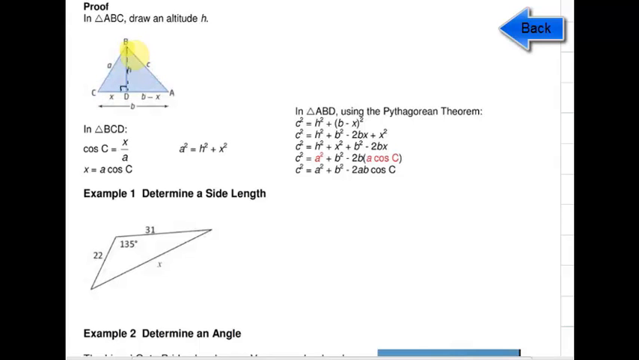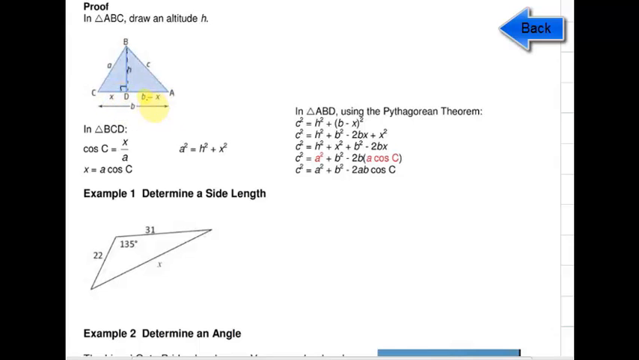And by drawing in the altitude, we have two triangles. We've got BCD and we have BAD. We're going to have to relabel the base, or the bottom of our triangle, okay? And if I call from C to D x, then from D to A, I'm going to call it B minus x.